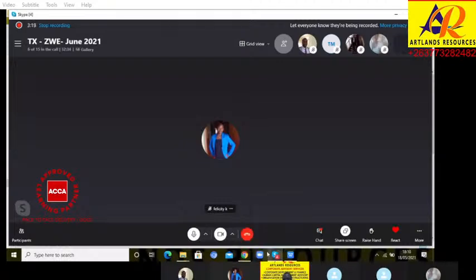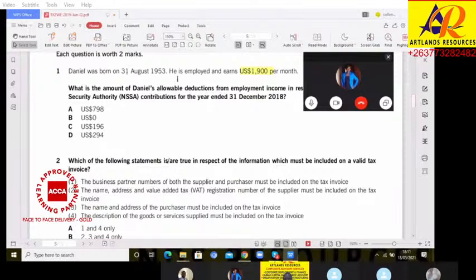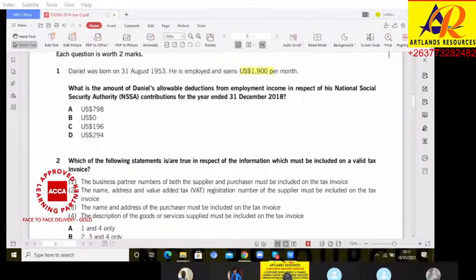So continuing. Daniel was born on 31 August 1953. He is employed and earns 1,900 per month. What is the amount of Daniel's allowable deductions from employment in respect of his NASA contribution, for the year ended 31 December 2018?